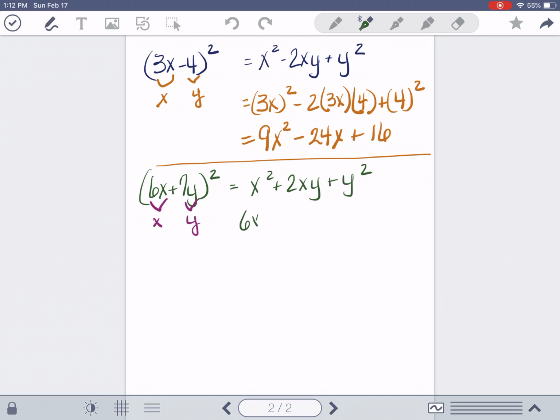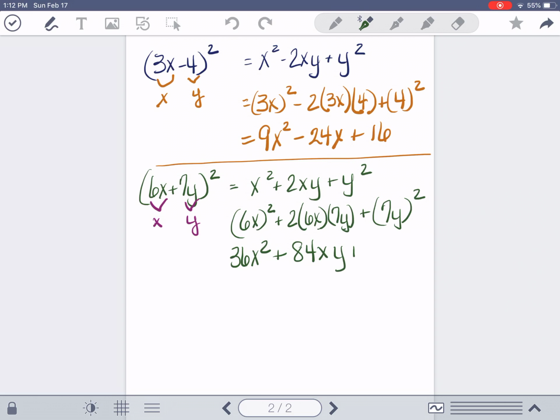So we have 6x squared plus 2 times 6x times 7y plus 7y squared. And now let's solve. So 6 times 6 is 36x squared, plus 2 times 6 is 12, times 7 is 84. You still have an x and a y, xy, plus 7 times 7 is 49y squared. So that's an example of those.